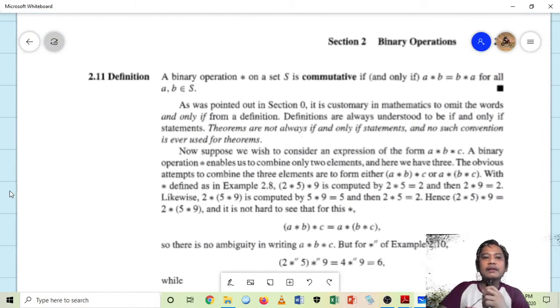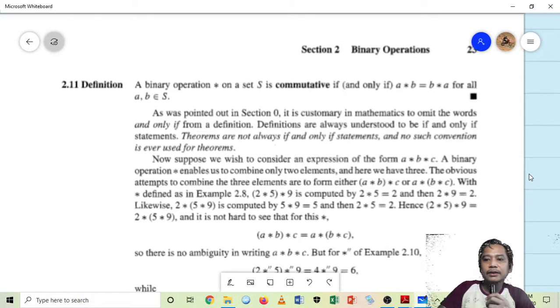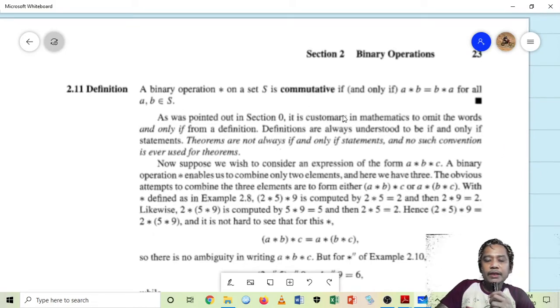Okay, next we have the properties of binary operations. First property is commutativity. A binary operation asterisk on a set S is said to be commutative if and only if A operation B is the same as B operation A for all elements A and B of S. Meaning, no matter how we rearrange the order of the terms being operated, the result will be the same.